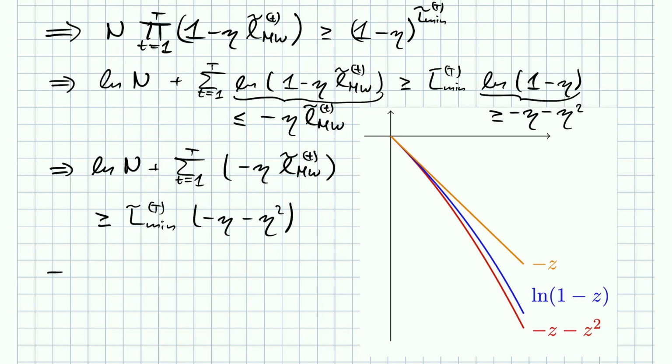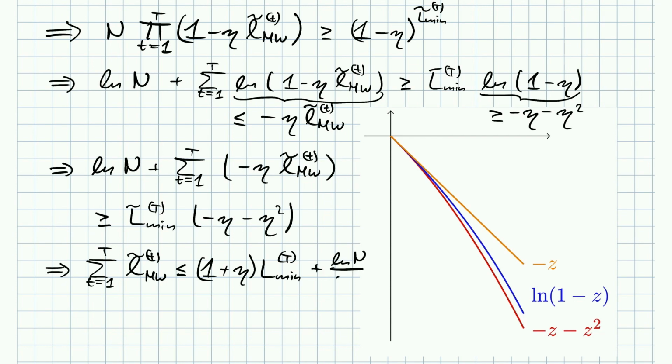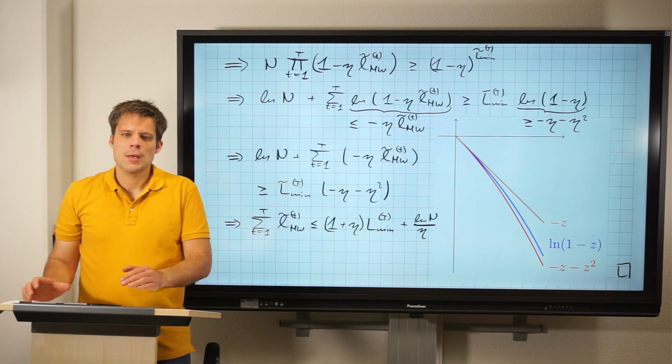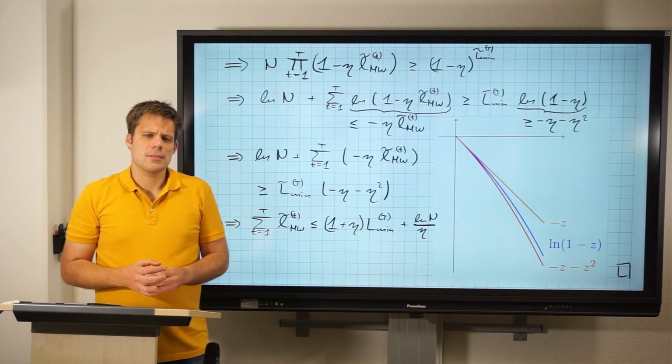Now divide by eta and we'll get that the sum of all these L tilde^t_mw will be at most (1 + eta) times L_min^t plus ln n over eta. And this is exactly the bound that we were claiming. And this is exactly the bound that we claimed.